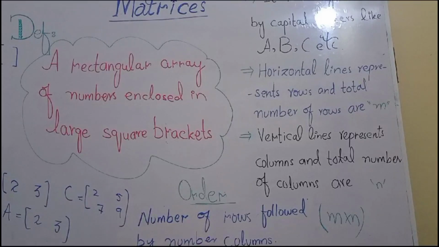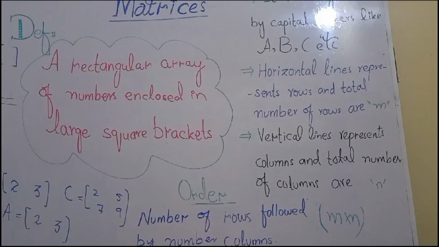Second, the horizontal lines. You know the horizontal lines? These are the horizontal lines. The horizontal lines represent rows, and the total number of rows in a matrix is represented by small m.